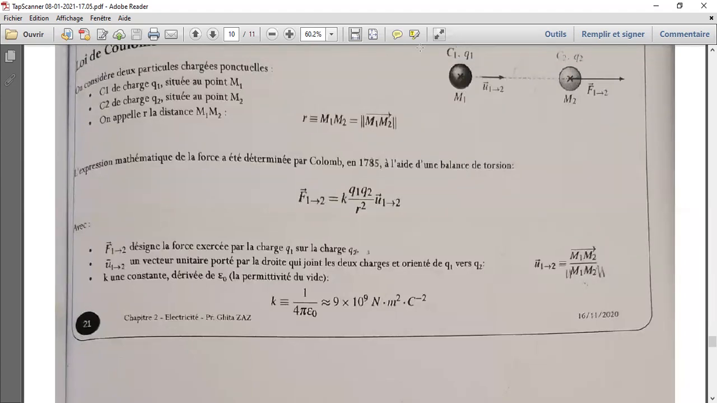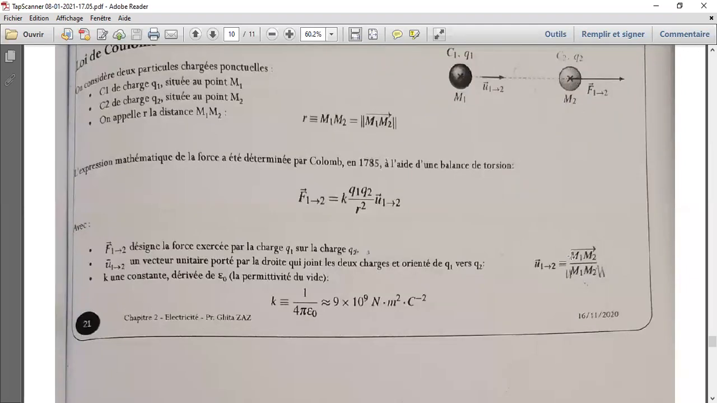So you should also know that since R is M1, M2, then U1, when you're moving from 1 to 2, is just the same as this. This is a formula which you just have to know by heart. There are no modules. Just forget this. So U1 towards 2, you just have to know it's just the same as vector M1 M2 divided by M1 M2.